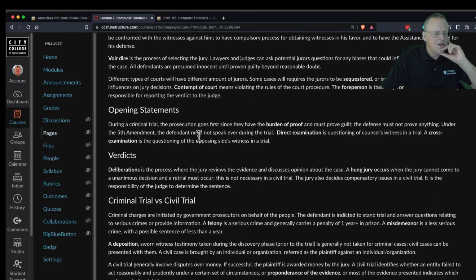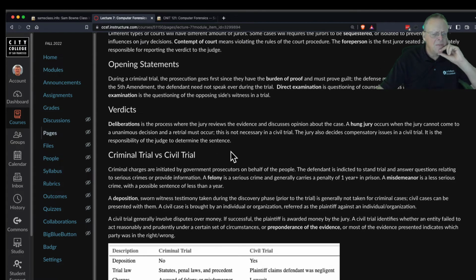All right, so you make your opening statements, and you have direct examination when you examine a witness, and cross-examination when the other side comes in to ask more questions of that witness. Then deliberations, and you get a verdict.